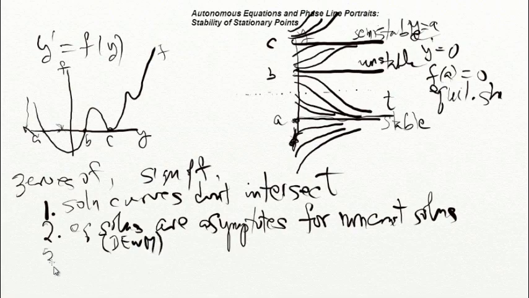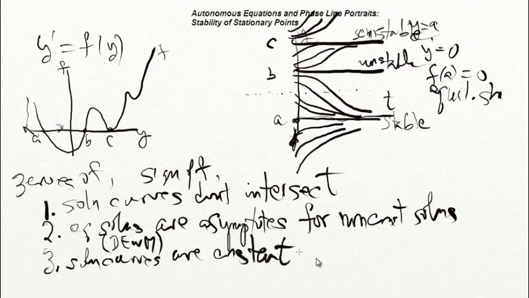Third fact, the solution curves are constant or monotone. Either they're constant, or they're everywhere increasing, or everywhere decreasing. Also, a proof of that is in the MATLAB book, but that's really obvious from the nature of the autonomous equation.